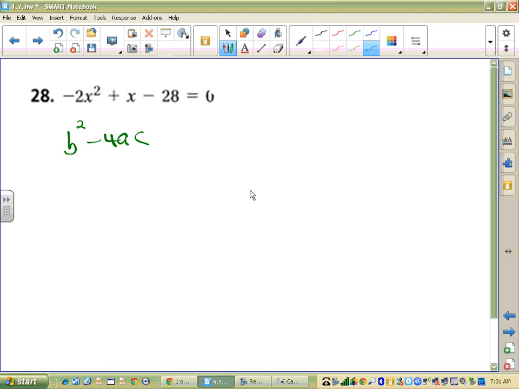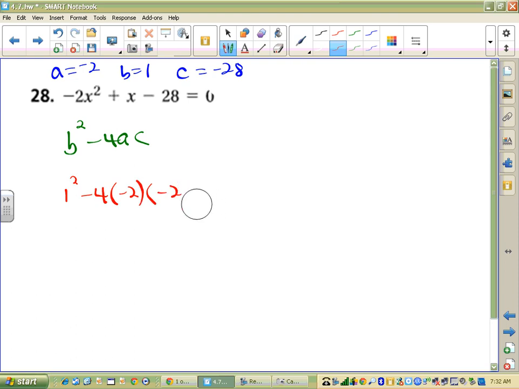So in 28, a is negative 2, b is 1, and c is negative 28. This particular problem, everything's already in standard form, so substituting, we're going to get 1 squared minus 4 times negative 2 times negative 28. So this is going to be 1 minus, we have 3 negatives being multiplied. That's going to be 8 times 28. Okay, this is 1 minus a lot.